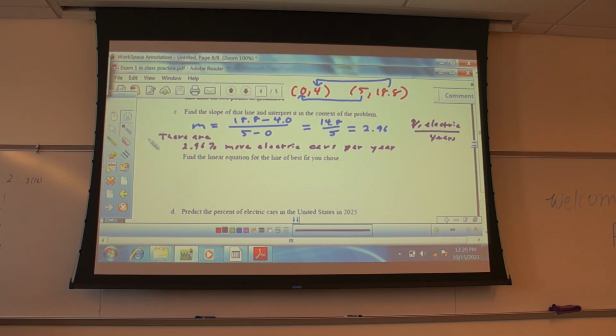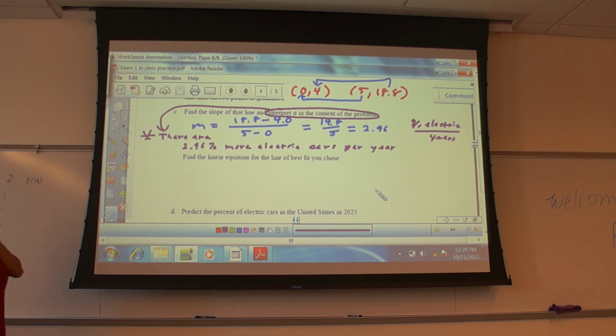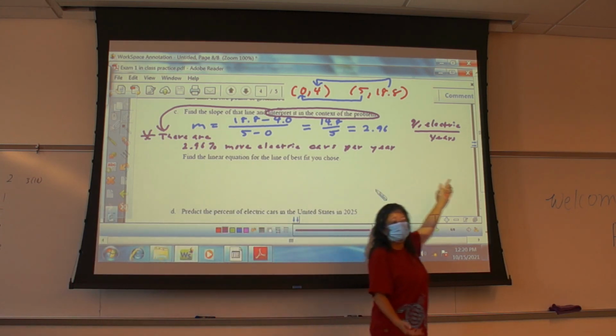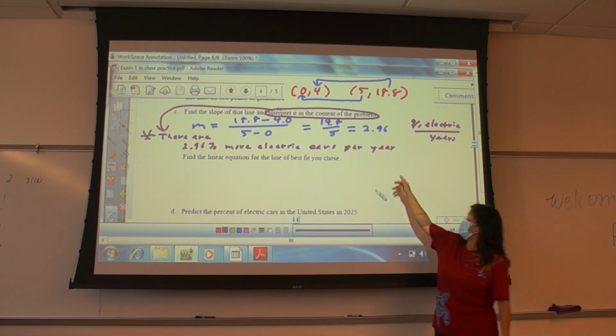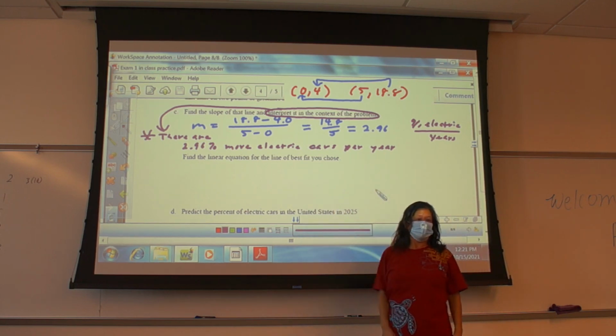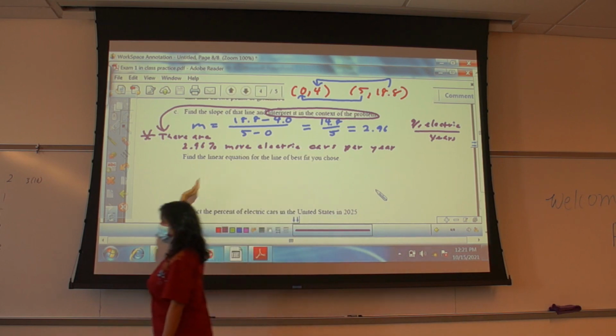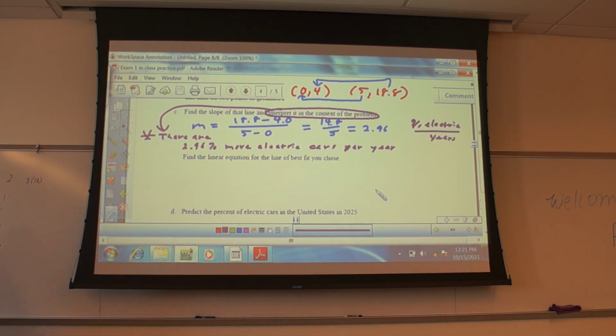So make sure that you don't forget the part about interpreting in the context of the problem. Each one of these will be worth 2 or 3 points on your exam. If you don't write that part, you're going to lose those. And those are pretty easy points, right? Just saying, there are blah blah blah. It's just English, basically.